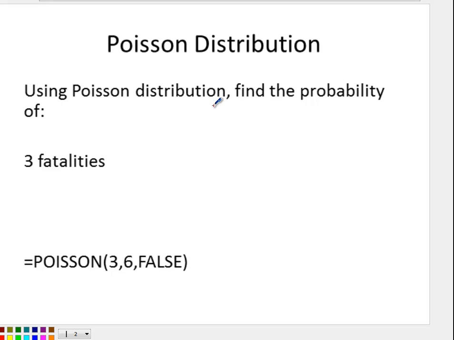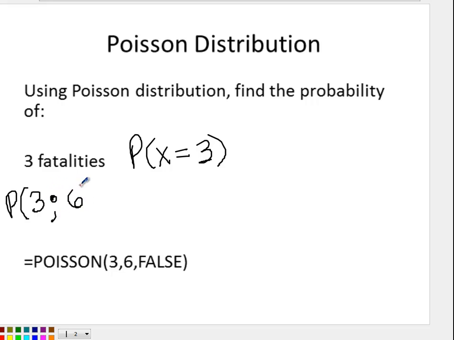So now we want to figure out the probability that there's 3 fatalities. So basically we want this, the probability that X is 3, exactly 3. So we plug it back into the Poisson formula. My X is now 3, the mean is still 6. So now I'm just going to plug it back in. So I got e to the negative 6 times 6 to the third power all over 3 factorial.